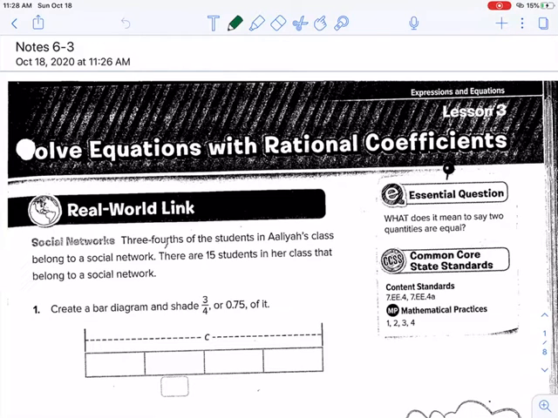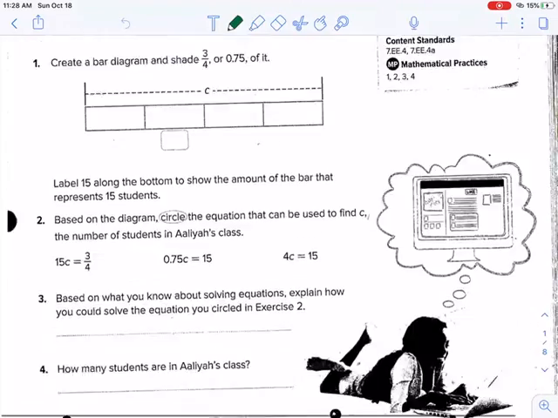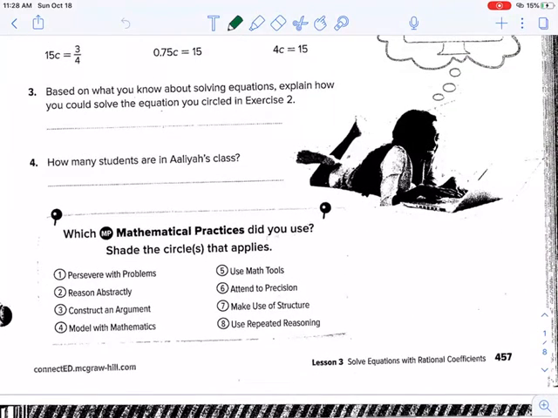Let's move on to lesson 3. And these are equations with rational coefficients. Now, we learned last lesson that a coefficient is the number that you multiply the variable by. So the number attached to your variable. All right, now when they're rational coefficients, remember rational numbers are numbers that can be turned into fractions. I am on page 457 in your notes.